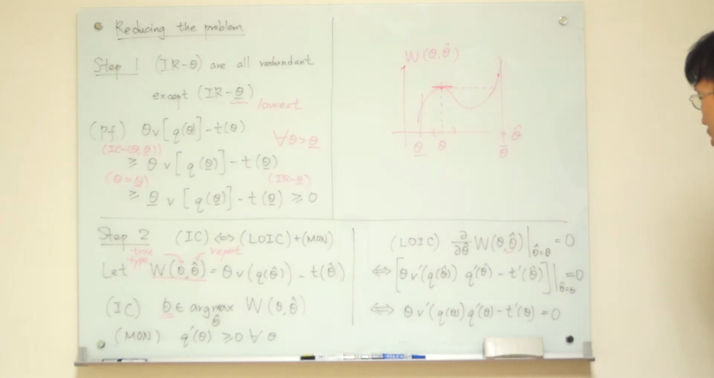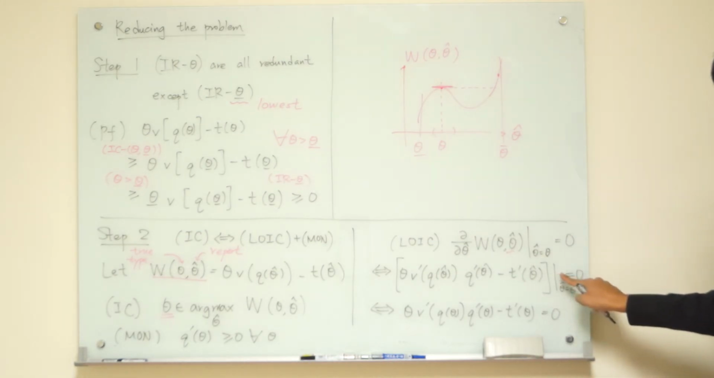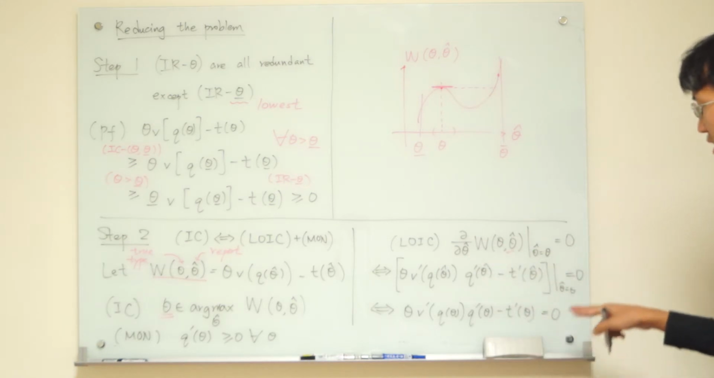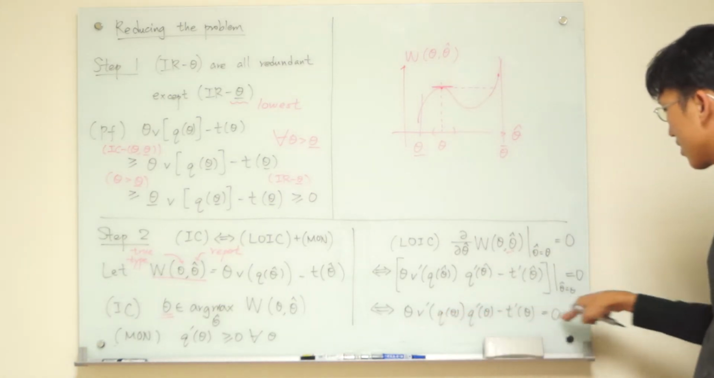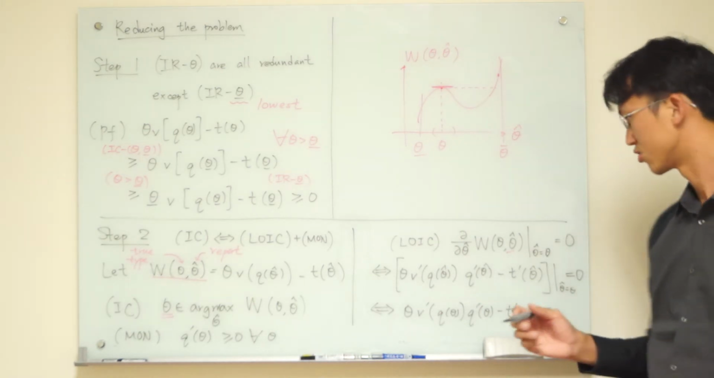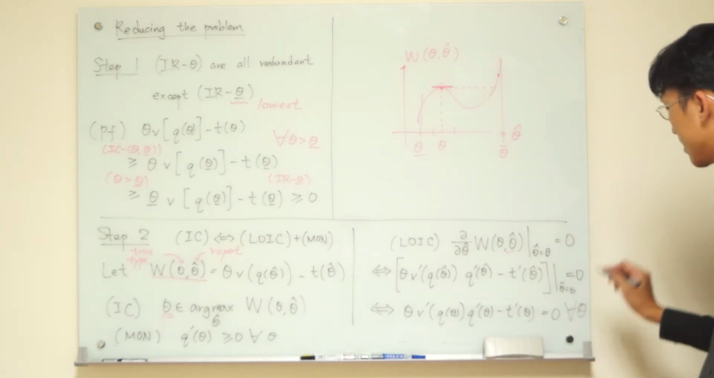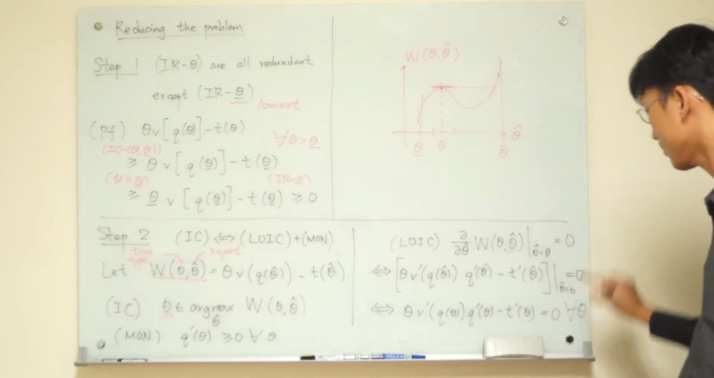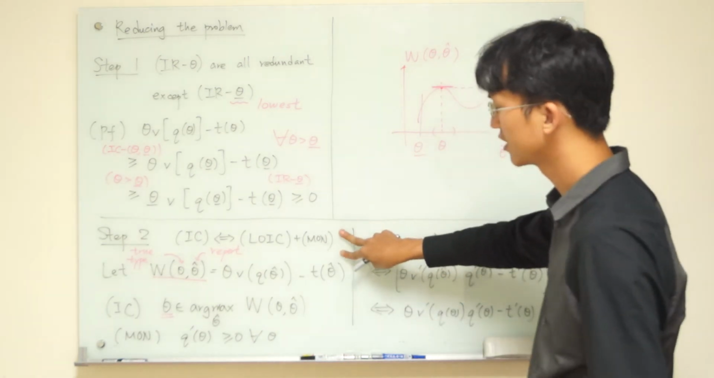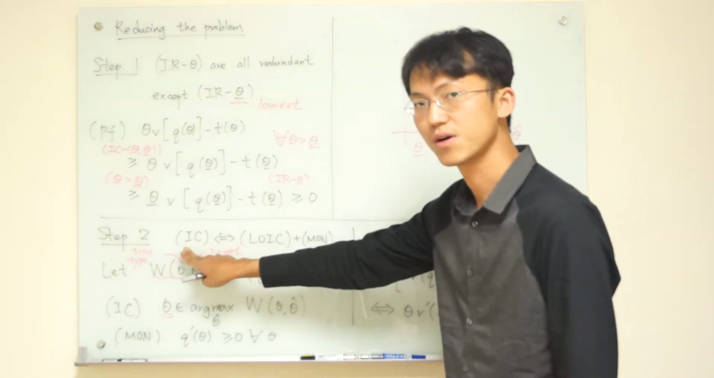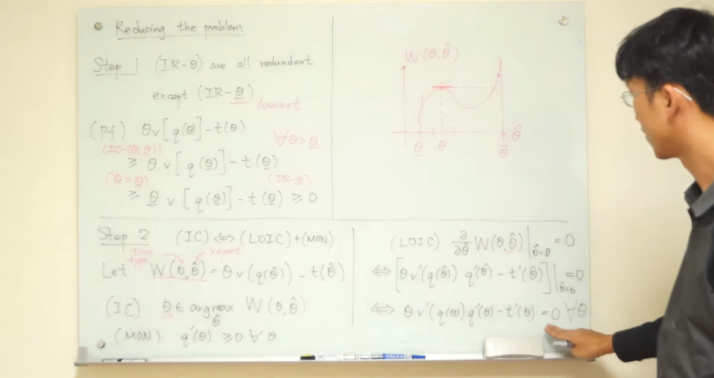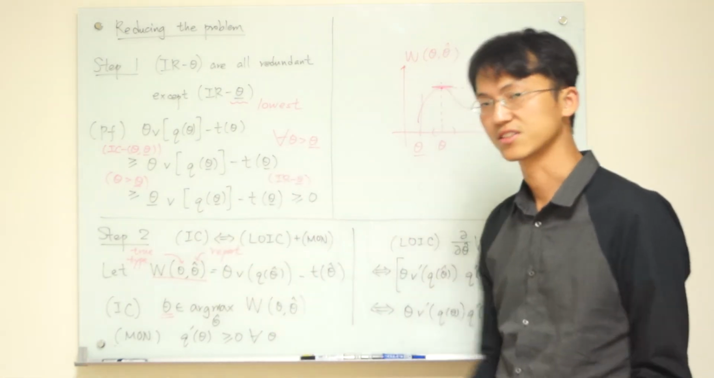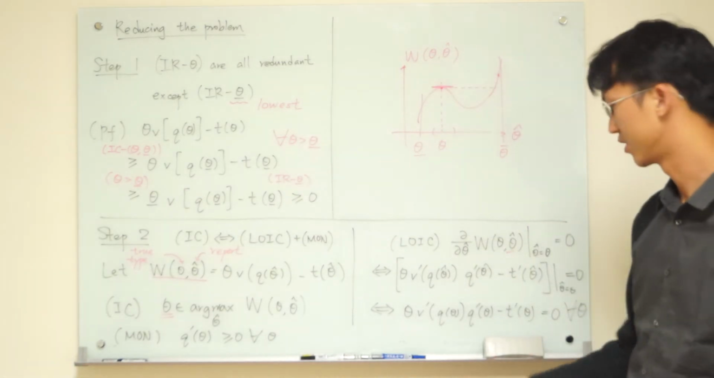First order condition. Then you plug theta back into theta hat, and then you get equals 0. This is your local IC constraint. This should be satisfied for all the types. So here, this proposition is telling you that you don't need to worry about global IC as long as you have local IC and monotonicity. Then these two parts are equivalent. So I need to tell you why this is true.